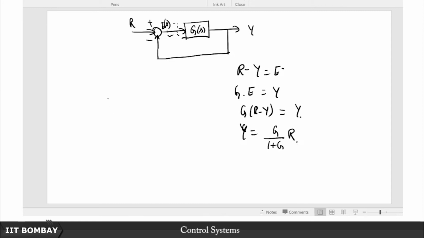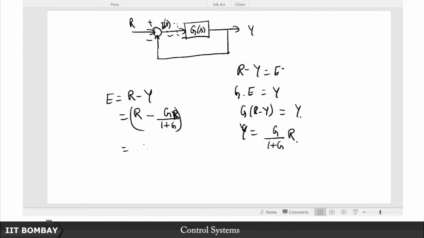So therefore what is E? Let me write that in a little more detail. So r minus y, let me not do it in one step. What is r? R is just as it is, minus g upon 1 plus g times y, sorry, r.